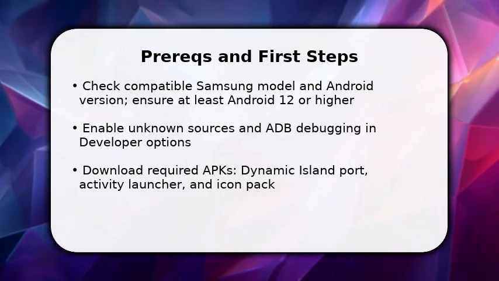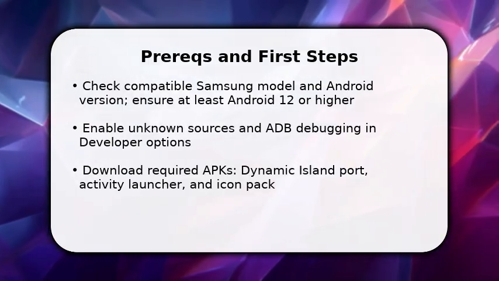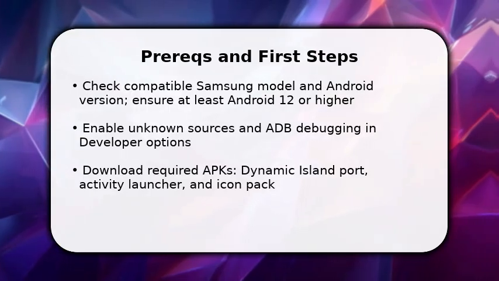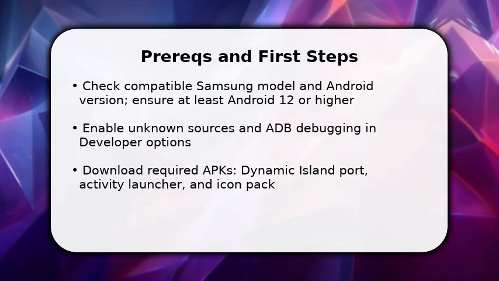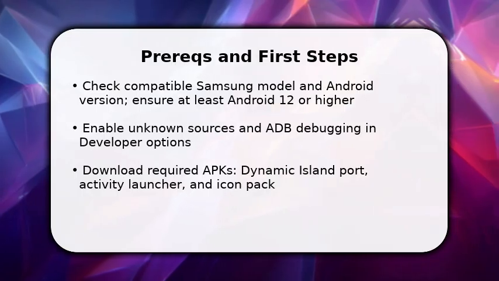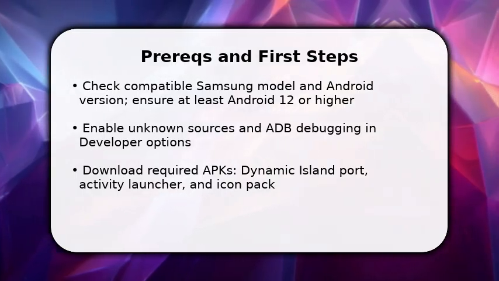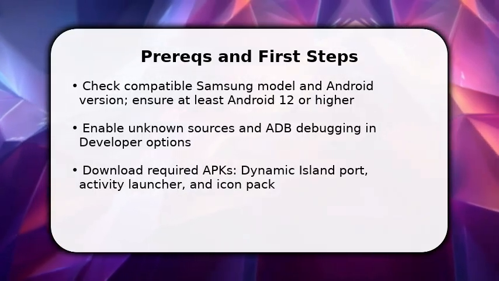You start by confirming your Samsung device supports required features and that you have Android 12 or newer. Once confirmed, enable developer options and toggle USB debugging so tools can communicate with the phone. Next, allow installation from unknown sources for your browser or file manager. This is necessary to sideload the Dynamic Island APK.